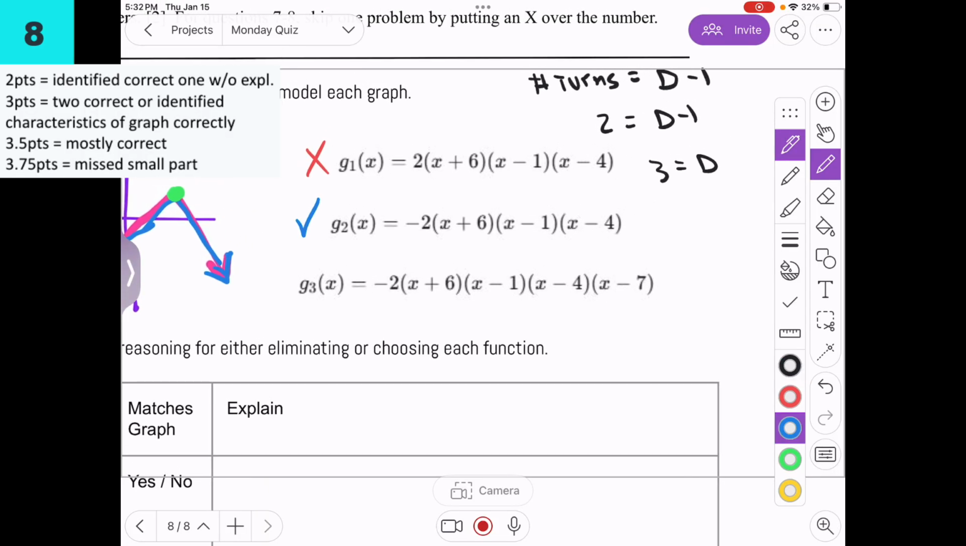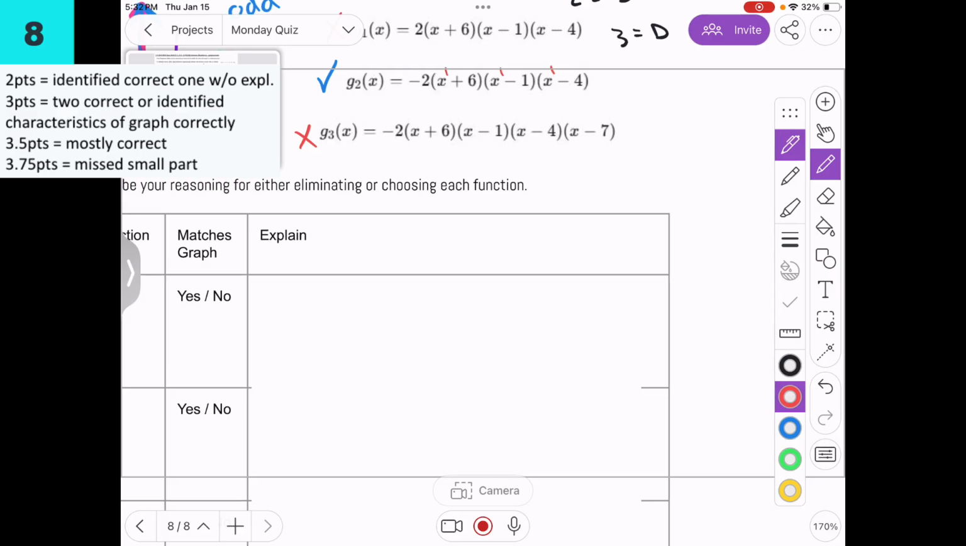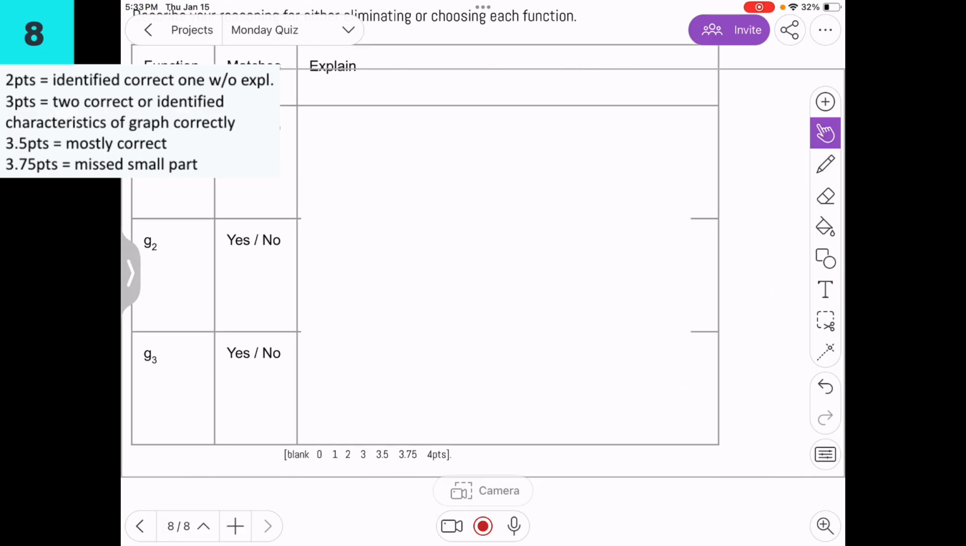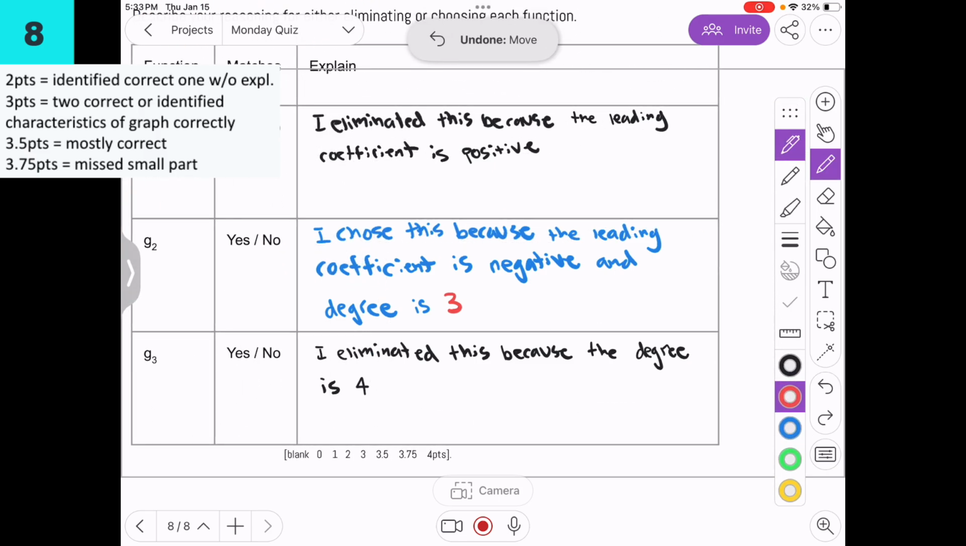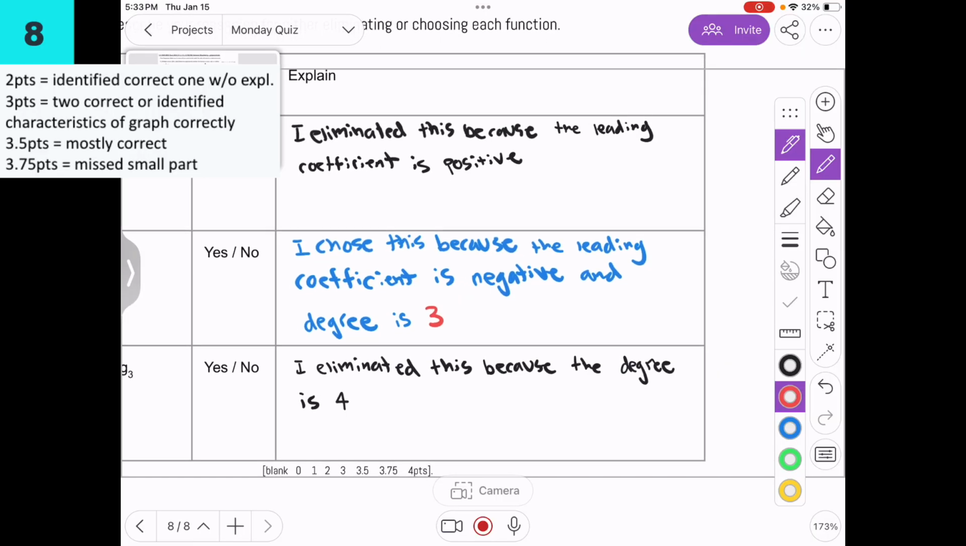I know that this has to be my answer, and this is not. The reason is because if you notice, I have 1, 2, 3 x's. When you multiply them out, it gives you degree 3. Now, when you go down here, you have to give an explanation for why you chose the one that you chose, and also give a good explanation for why you didn't choose the others. So I wrote down that I chose this one because the leading coefficient is negative and my degree is 3. I eliminated this one because the leading coefficient is positive. And lastly, I eliminated the last one because the degree is 4.